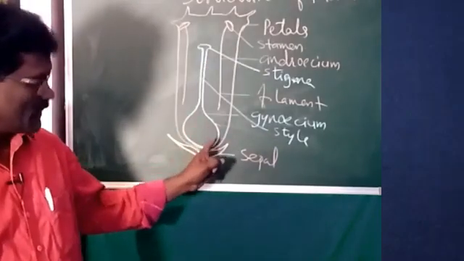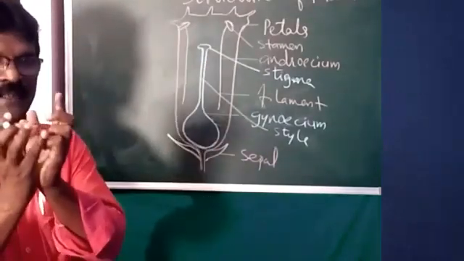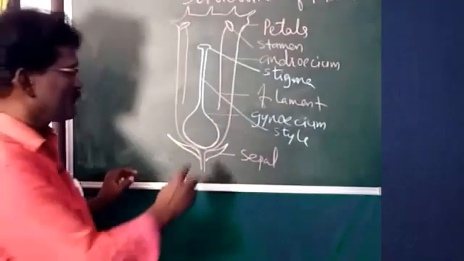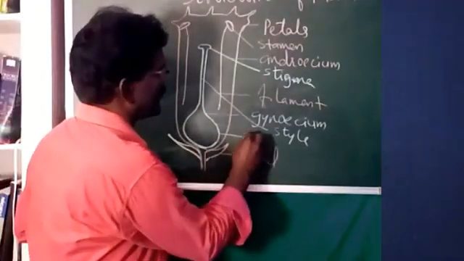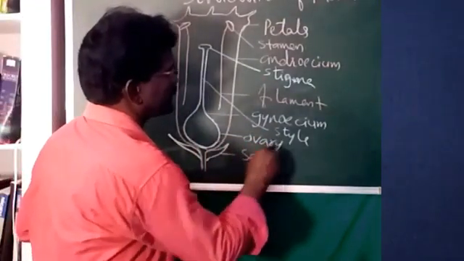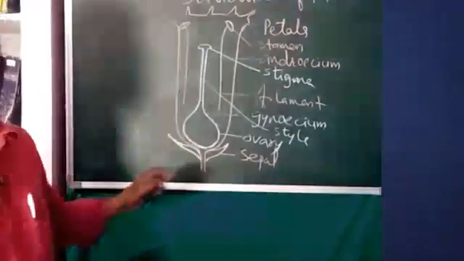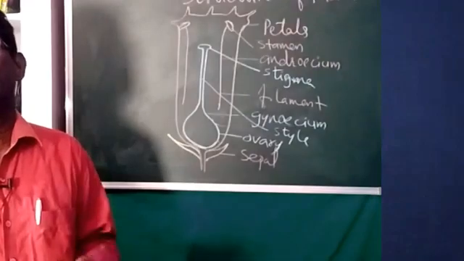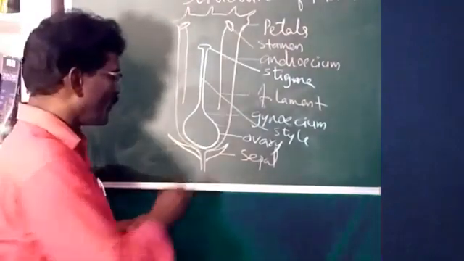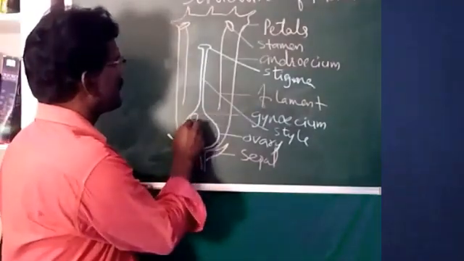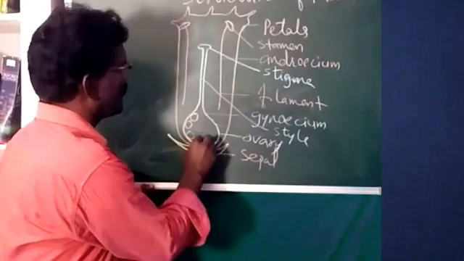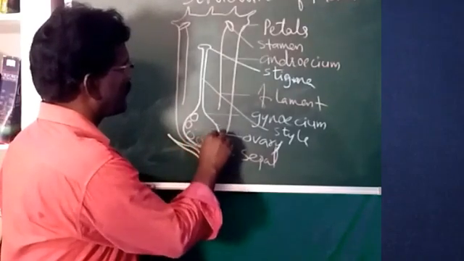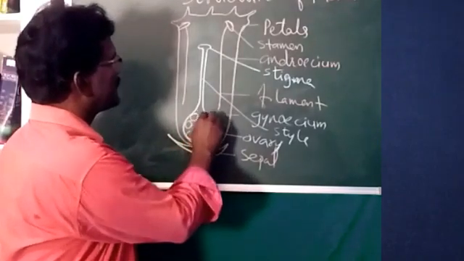And this round, onion shaped part is called the ovary, and the size and the shape of the ovary varies. What is the specialty of the ovary? It is inside the ovaries that the ovules are found. Ovules are the future seeds. They fertilize.